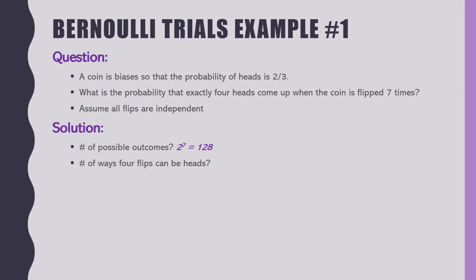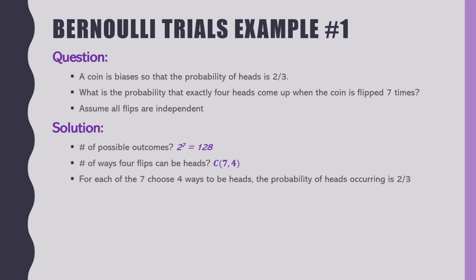What are the number of ways 4 flips can be heads when we're dealing with 7 possible flips? 7 choose 4, very good. If I'm going to flip the coin 7 times, any 4 of those 7 could be heads, and I'm looking at all the events where only 4 are heads. How many different ways are there to do that? 7 choose 4.